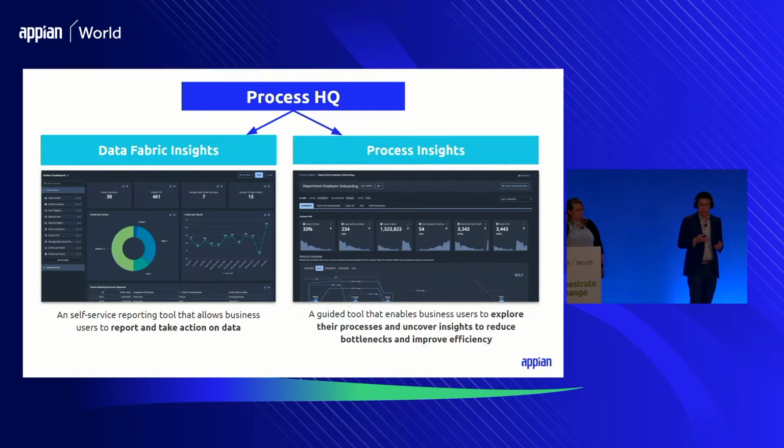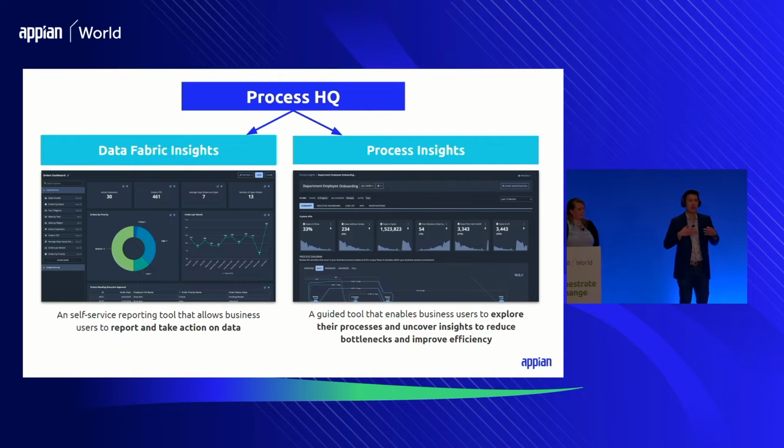So what is Process HQ? Well, Process HQ contains two sets of capabilities. The first one being Data Fabric Insights. Data Fabric Insights is aligned to self-service reporting. It was launched originally in 23.4 and we've built capabilities, evolved it, and improved it to now be rebranded as Data Fabric Insights within Process HQ.